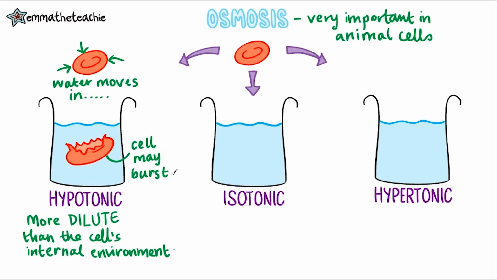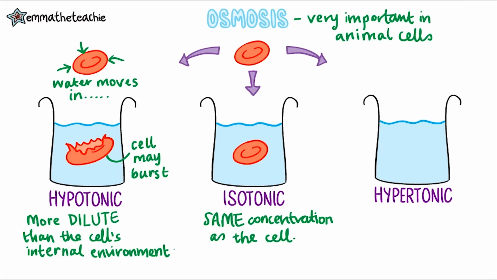So next up, we've got an isotonic solution. This means that it is at the same concentration as the red blood cell. Pause again and see if you can think about what will happen when the red blood cell is put into this solution. Well, nothing happens. Because the two solutions are the same, there is no net movement of water, i.e. no osmosis occurs.